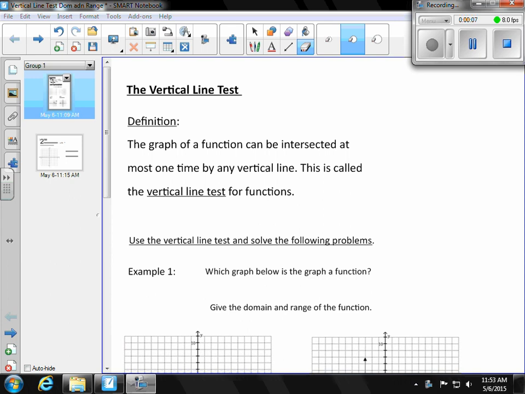How do we determine if a graph we're given is the graph of a function or not? If the graph of a function can be intersected at most one time by any vertical line, then we have a function. And this is called the vertical line test for functions. So we're going to do some examples below.